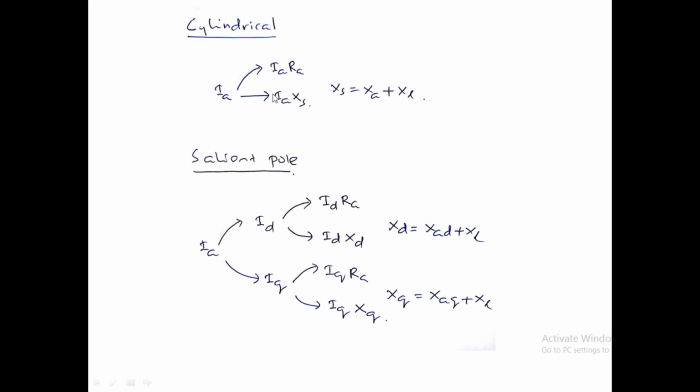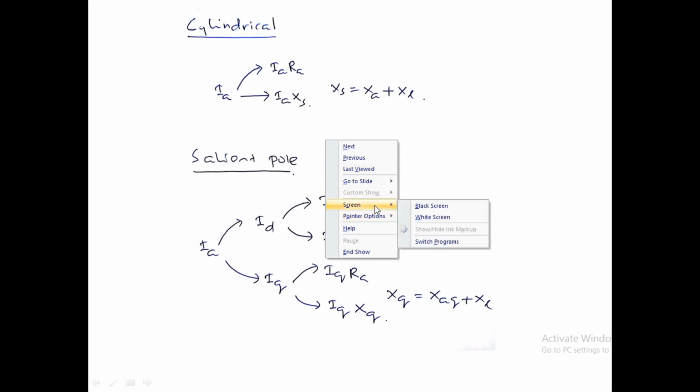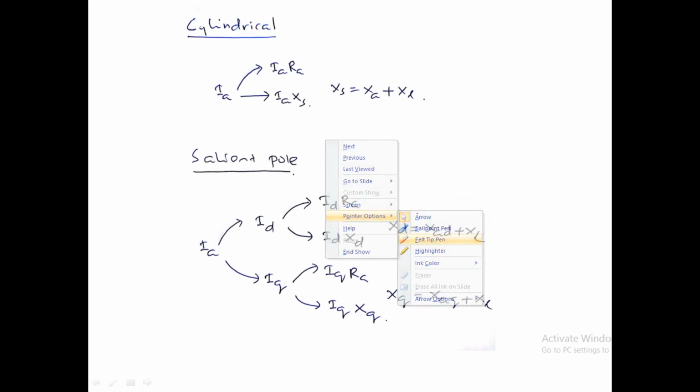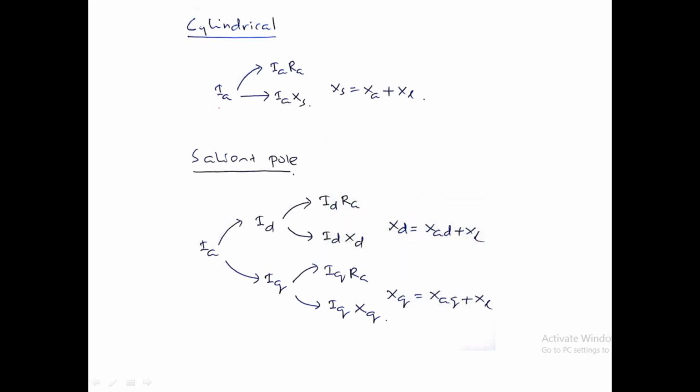Now you can see here, in a cylindrical machine, armature current IA. So we discussed in the first module the voltage drops. There are two types of drops. One is armature resistance drop IARA, and another one is reactance, synchronous reactance drop IAXS, which contains XA and XL, XA plus XL, total IA into XS.